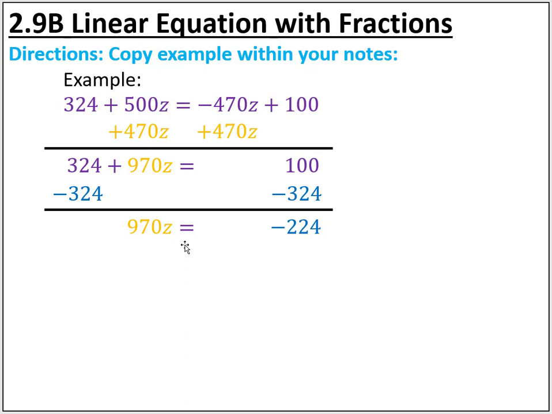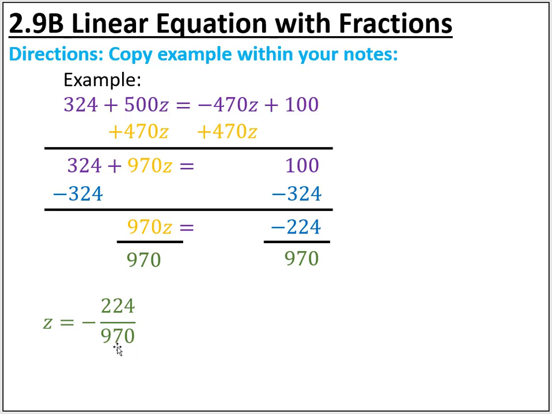Now to solve for z, we're going to have to divide both sides by the number that's in front of z. So I'm going to divide both sides by 970. So that's going to get z by itself on the left side. So we're going to have at the moment z equals negative 224 divided by 970. So I repeat, we have z equals negative 224 over, or divided by, 970.